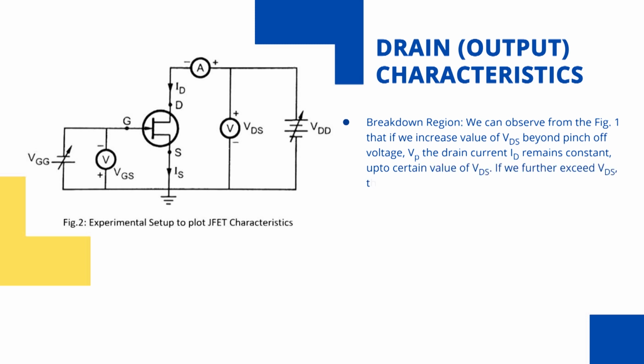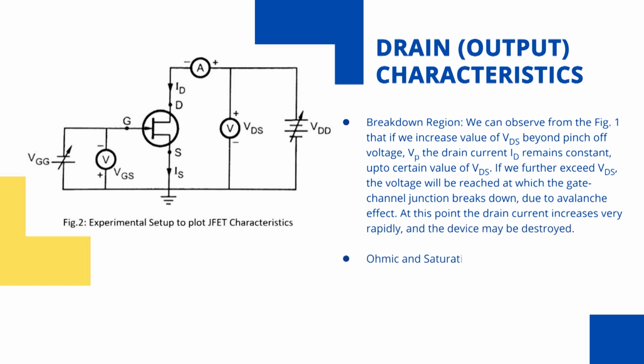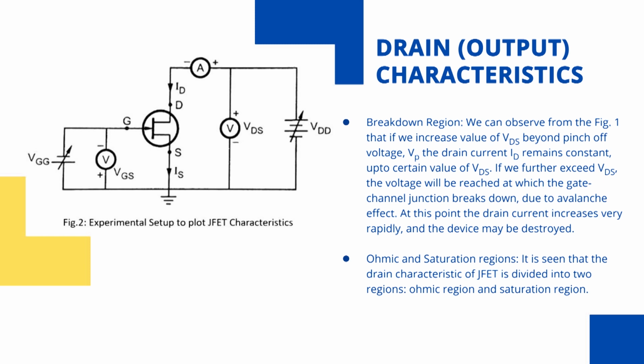Breakdown region: we can observe from figure 1 that if we increase the value of VDS beyond the pinch off voltage VP, the drain current ID remains constant up to a certain value of VDS. If we further exceed VDS, a voltage will be reached at which the gate-channel junction breaks down due to the avalanche effect. At this point, the drain current increases very rapidly and the device may be destroyed.